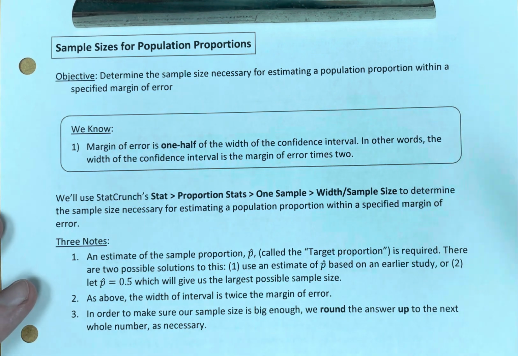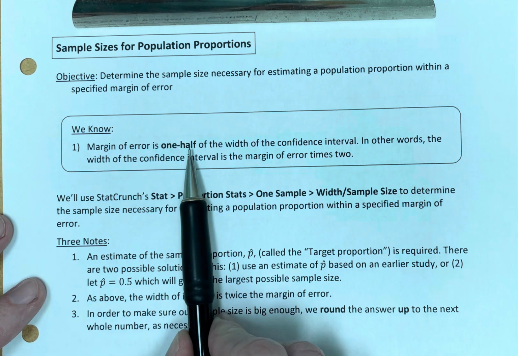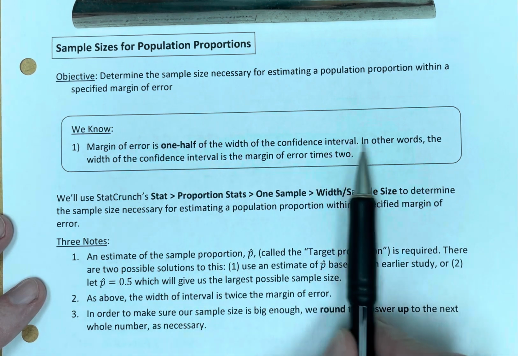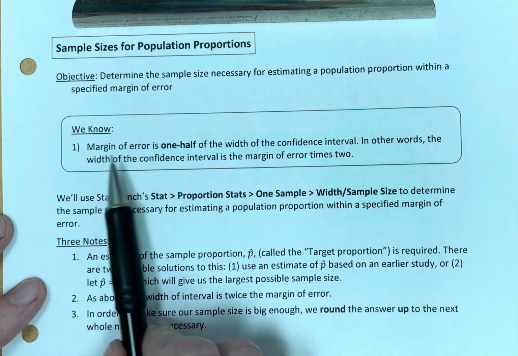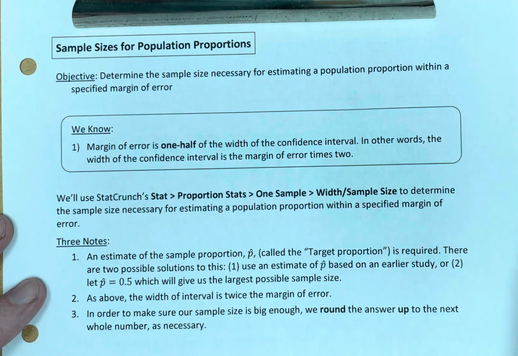All right, what do we know? Well, we know what margin of error is. It is 1/2 of the width of the confidence interval. In other words, the width of the confidence interval is the margin of error times 2.